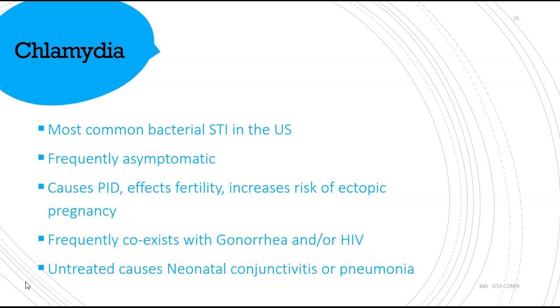Chlamydia is one of the most common bacterial STIs in the United States, and it's very frequently asymptomatic. It can cause PID, pelvic inflammatory disease, which can cause scarring of the fallopian tubes, which is going to eventually lead to infertility issues, and it puts mom at increased risk down the road for an ectopic pregnancy. It frequently coexists with gonorrhea and/or HIV, so we need to be testing for both of those. Untreated cases of chlamydia cause neonatal conjunctivitis or pneumonia.